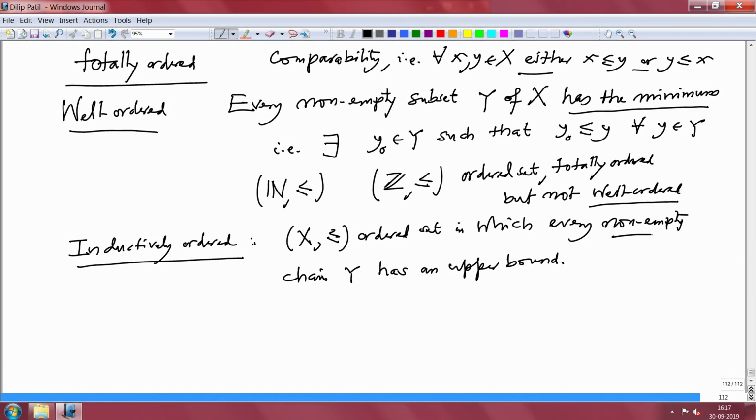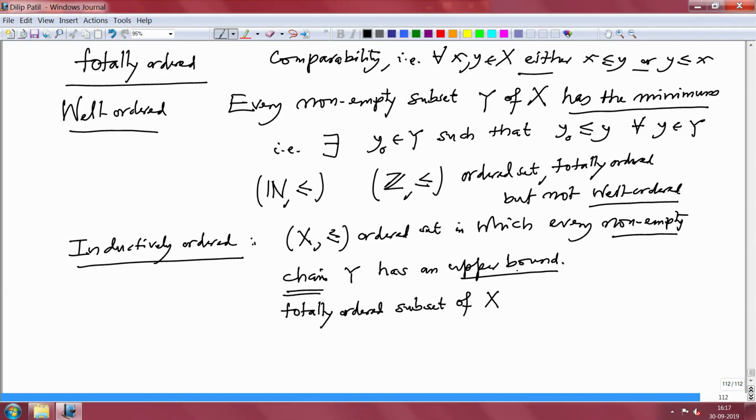Now, non-empty is okay. Chain is what? Chain is a totally ordered subset of X. And upper bound means it is an element which is bigger than or equal to every element in Y, but that element may not be in Y.